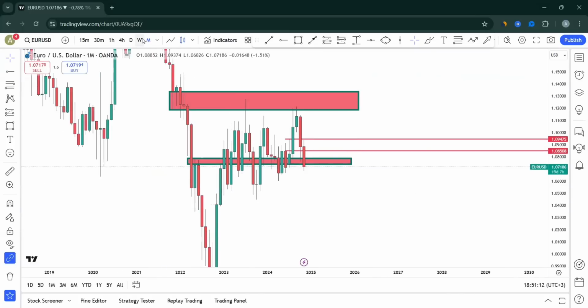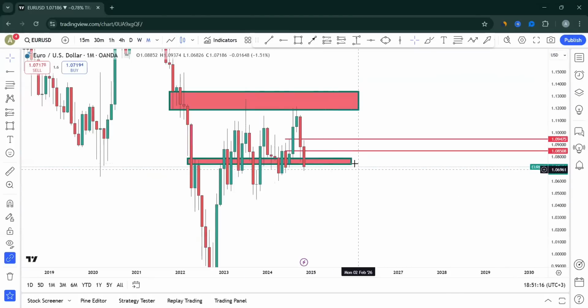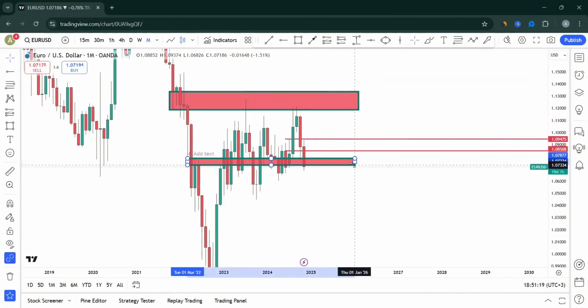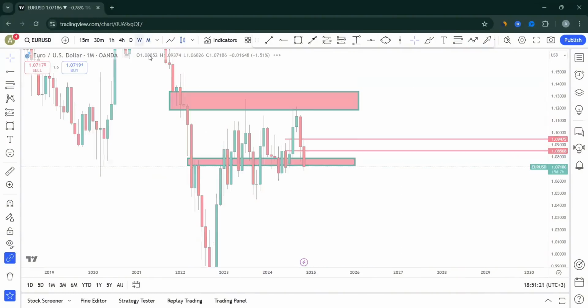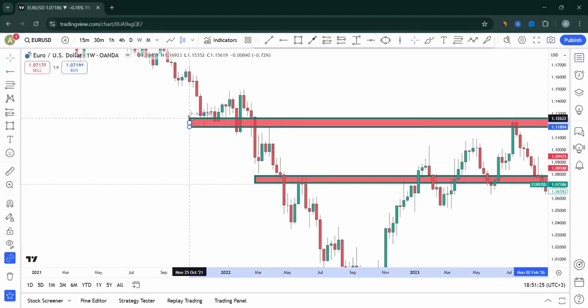Now, when you come down to the weekly time frame, let me just go back to monthly and adjust properly. I had not marked this level well. It's supposed to be like this. Okay, so let's go down to weekly and adjust these very levels. Remember, you're supposed to adjust the very levels because monthly gives us the direction.